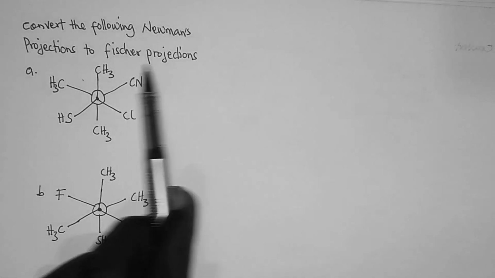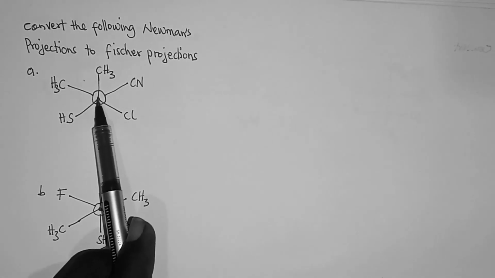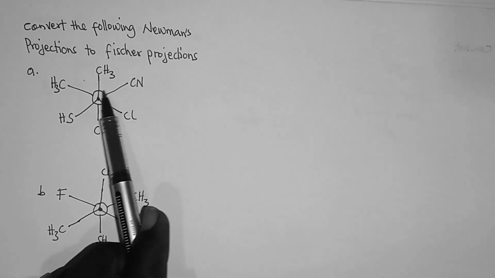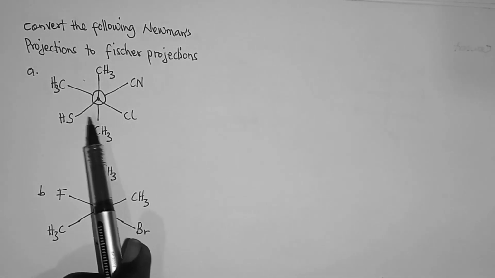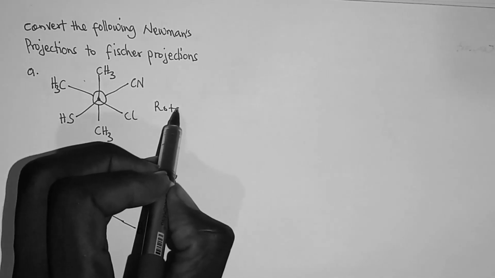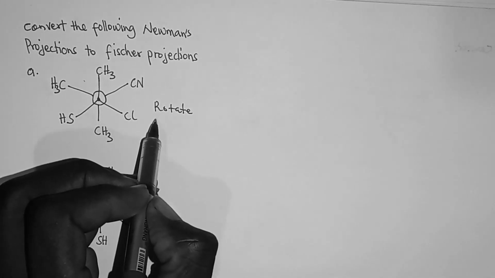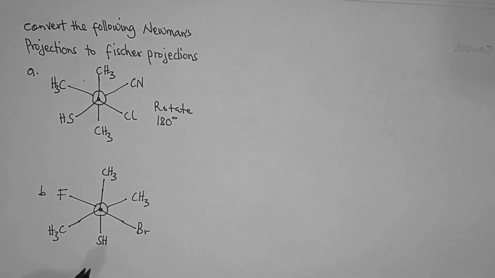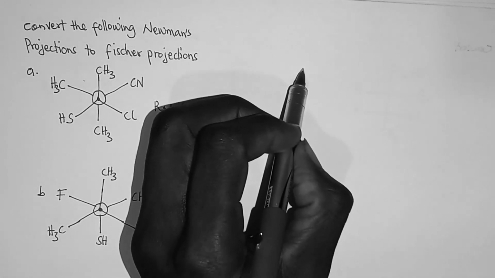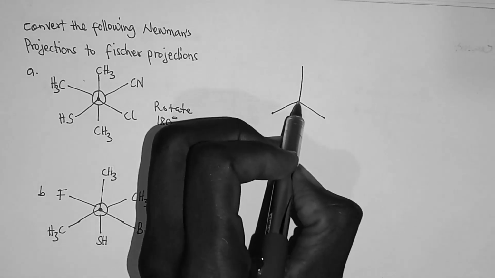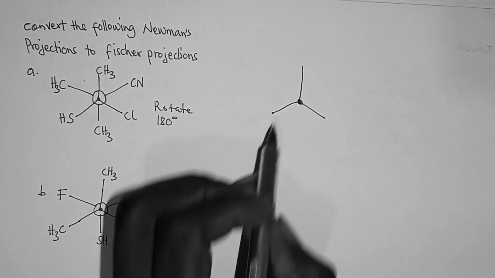To convert it to a Fischer projection, you need to draw the eclipsed form of this conformer by rotating the carbon at the back by 180 degrees. So rotate the carbon at the back by 180 degrees. Let's do that to this carbon. So let's draw the carbon in front. So this is the carbon in front.